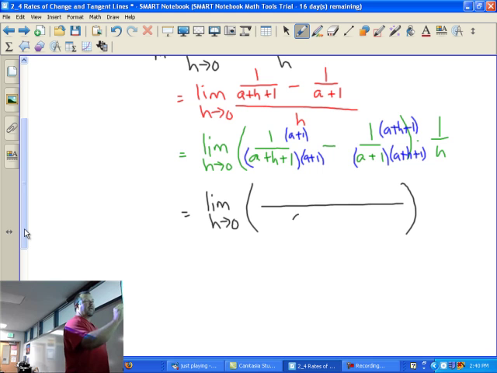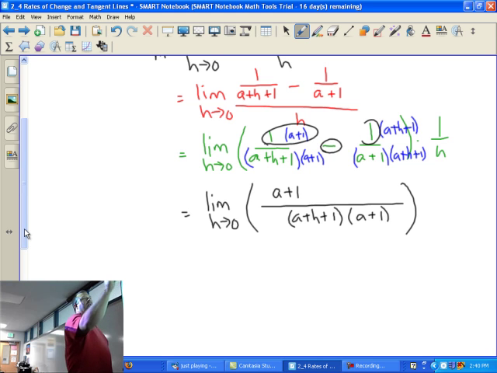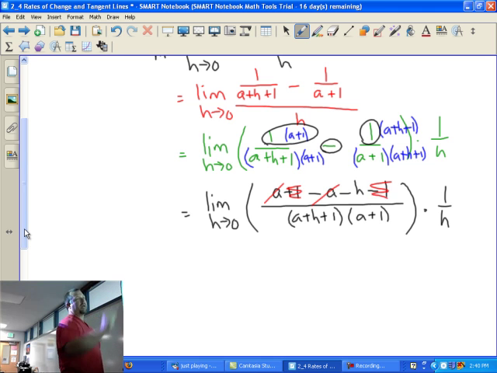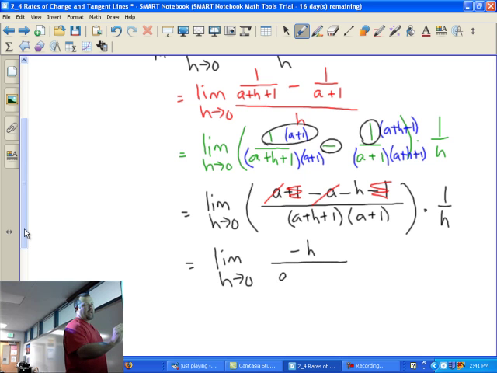Okay, this fraction, they have a common denominator of a plus h plus 1 times a plus 1. We're not going to FOIL that out, and we're just going to leave it. This part becomes 1 times a plus 1, or a plus 1. Notice there's a minus 1 again, so that's minus a minus h minus 1 times 1 over h. Okay, if you notice, a minus a goes away. 1 minus 1 goes away. So all you're left with in the numerator here is minus h over a plus h plus 1 times a plus 1.